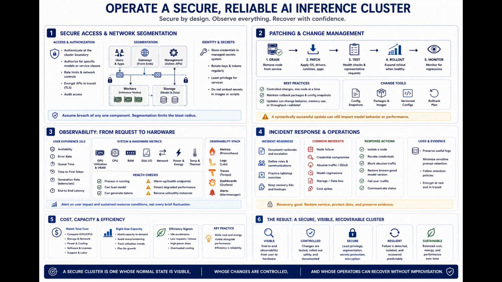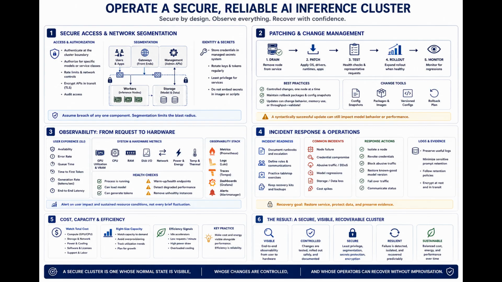Require authenticated access at the cluster boundary and authorize clients for specific models or service classes. Protect APIs with encryption in transit, rate limits, and network controls. Segment user-facing gateways, management interfaces, storage, and worker traffic, so compromise of one component does not expose the entire control plane. Store service credentials in a managed secret system, rotate them, and avoid embedding them in images or scripts.